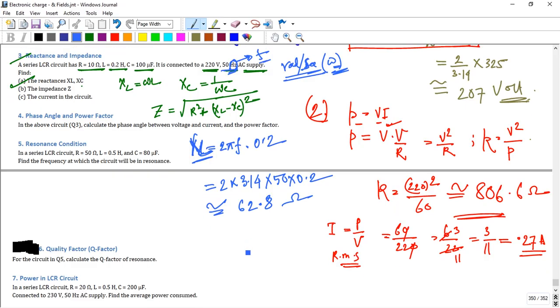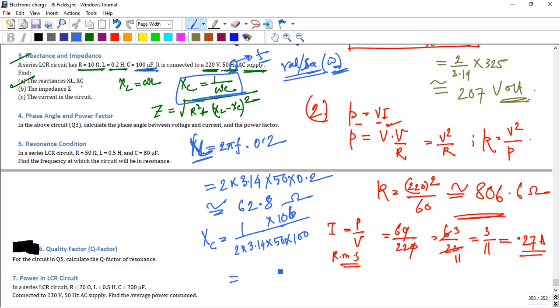Capacitive reactance XC is equal to 1 over omega C, that is 1 over 2 pi f C. Given data: 2 into 3.14 times the frequency 50 hertz, and the capacitance C is 100 microfarad. So 100 into 10 to the power minus 6; since micro is in the denominator, moving it to the numerator turns the minus into plus. Solving these, you put the data in that equation and you get XC.